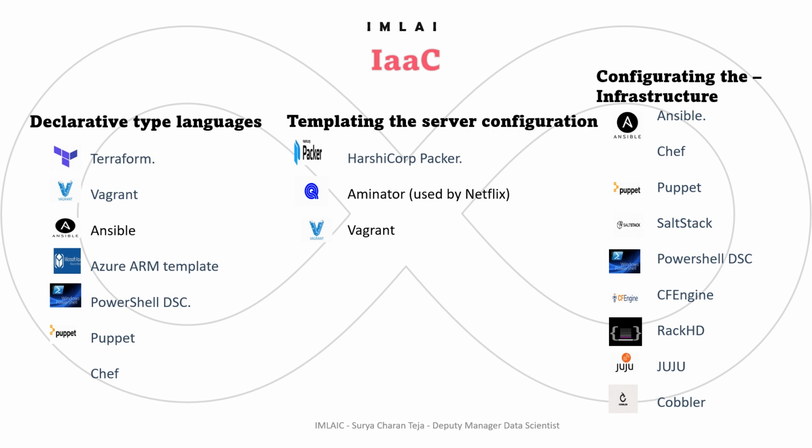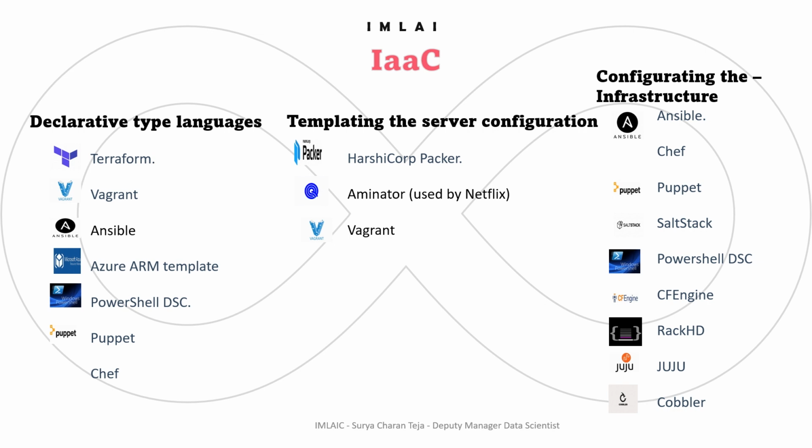There are different declarative type languages that are used basically in Terraform, Vagrant, Ansible, Azure ARM template, PowerShell DSC, Puppet, Chef. So these are all certain tools where we can use a declarative language and then configure or provision the servers. And then we have templating the server configuration. That is Packer. So HashiCorp Packer, and then Emulator or Vagrant.